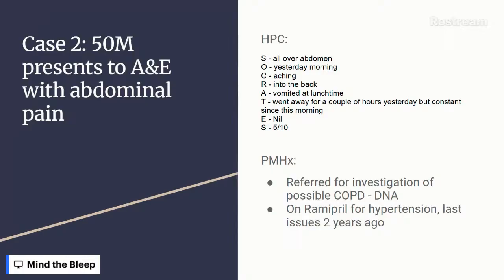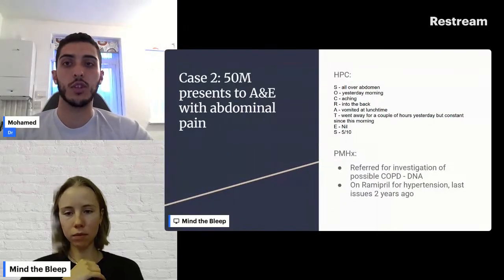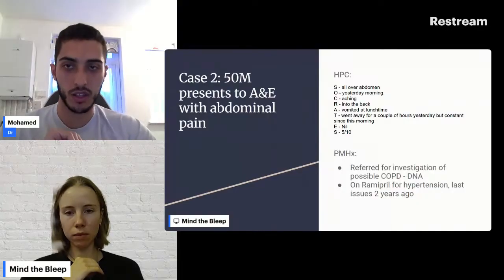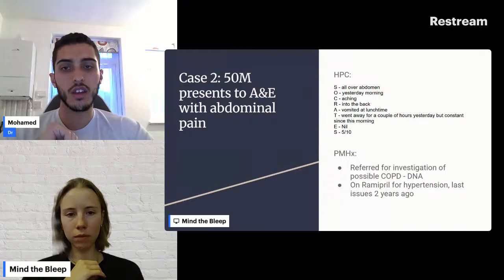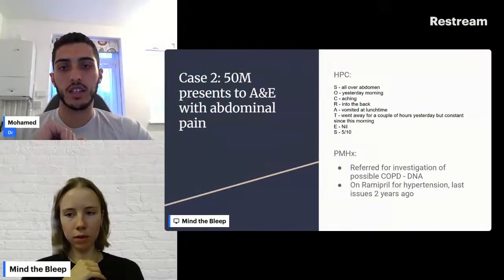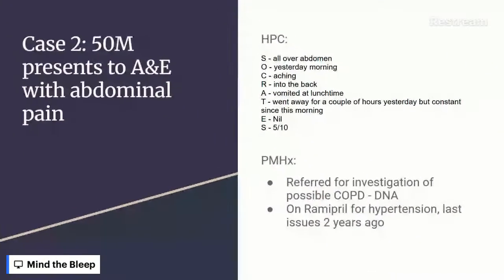In terms of his past medical history, he's previously had investigations for possible COPD, and he's on Ramipril for hypertension, but it was last issued 2 years ago, and that may give you an indication that his blood pressure may or may not be well controlled. Then you go on to examine the patient, and in terms of just struggling to get.